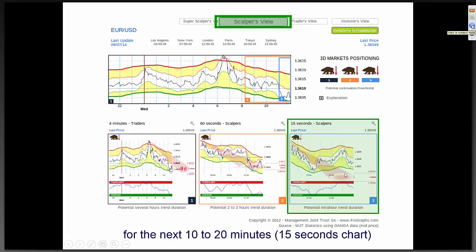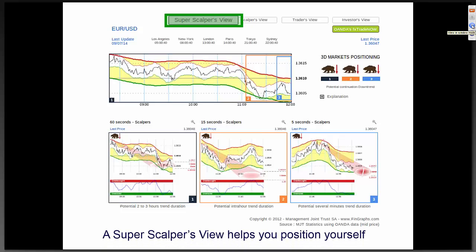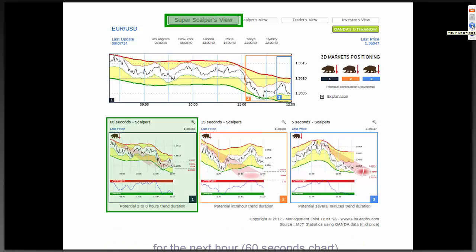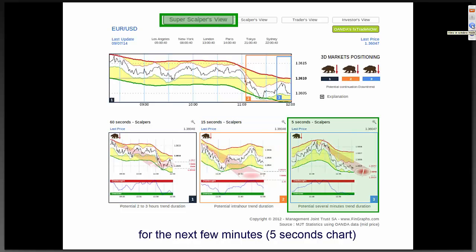Finally, for intra-hour traders, there's a super scalper's view. A super scalper's view helps you position yourself for the next hour, 60-second chart, for the next 20 to 30 minutes, 15-second chart, and for the next minutes, the 5-second chart. The super scalper's view is basically an extension from the scalper's view. It is meant to deliver a very short-term trading environment on the 5-second chart.